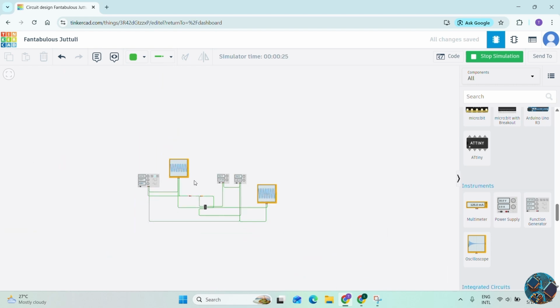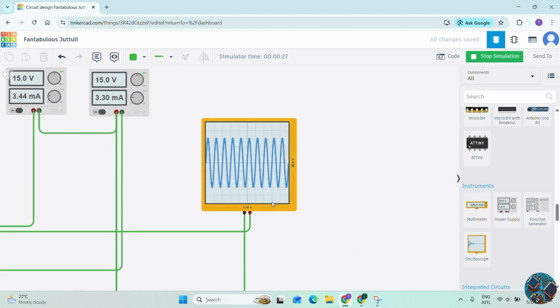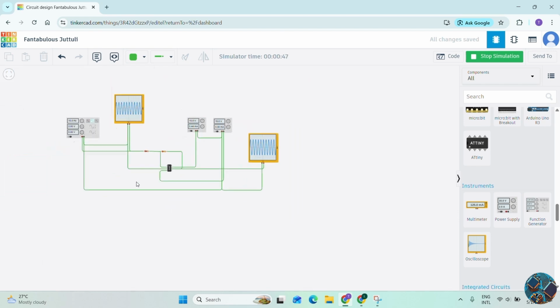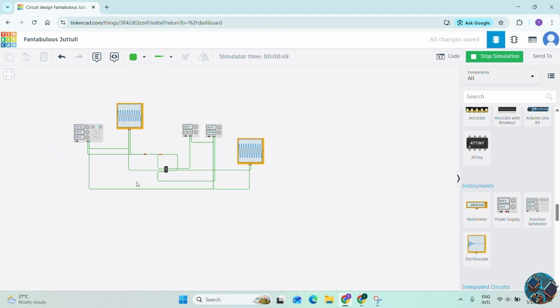So let's check the output. Here total 40 voltage. This means nearly 12.5. So that means sometimes there are some losses due to resistors. So this is the way to set up the inverting amplifier circuit.